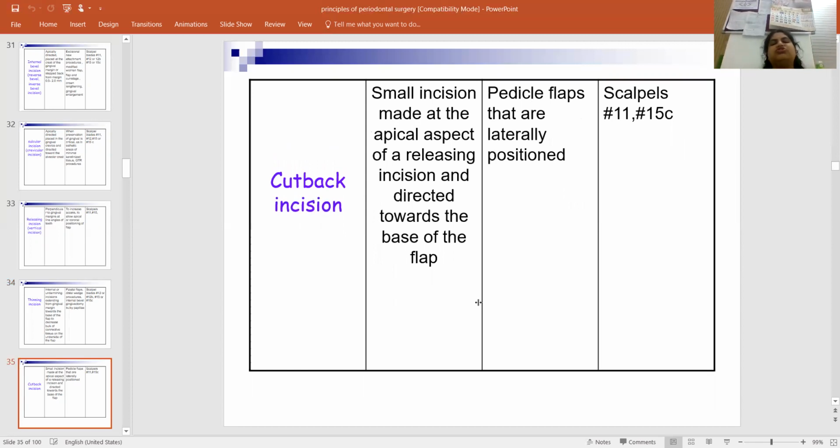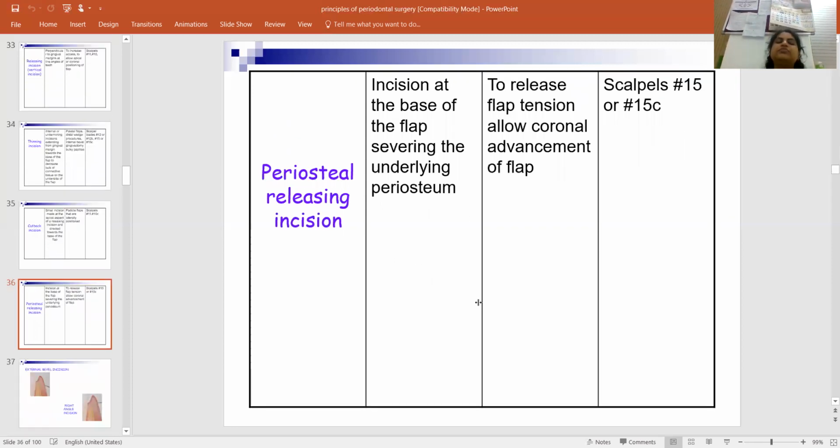Now the cutback incision, the small incision which is made at the apical aspect of the releasing incision and directed towards the base of the flap. So basically what happens, the pedicle flaps that are laterally positioned, and the scalpels used are 11 and 15C.